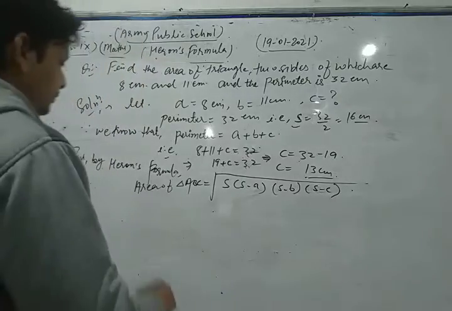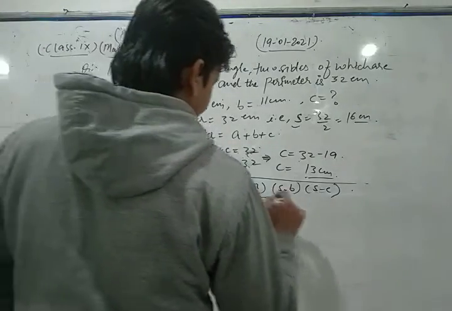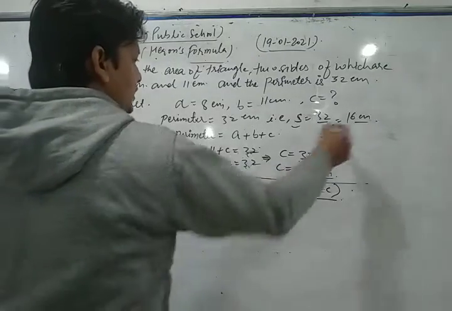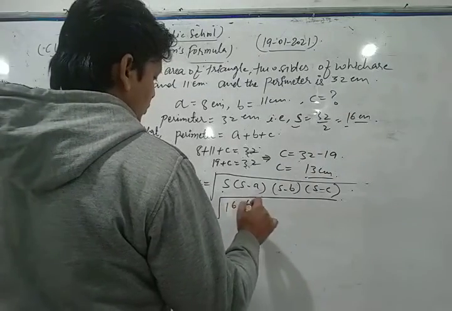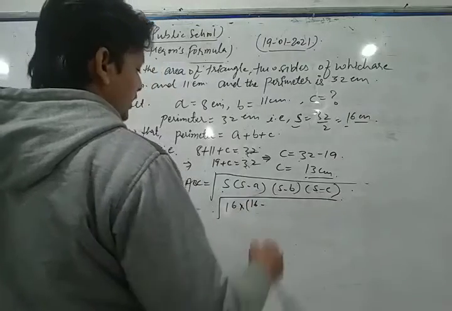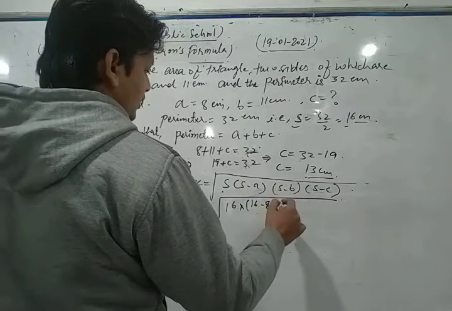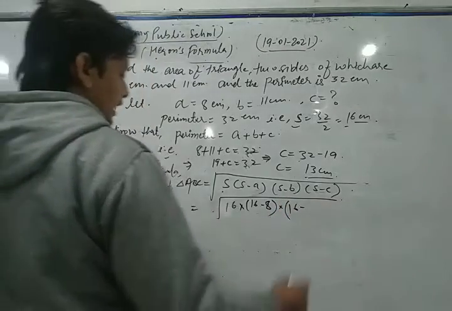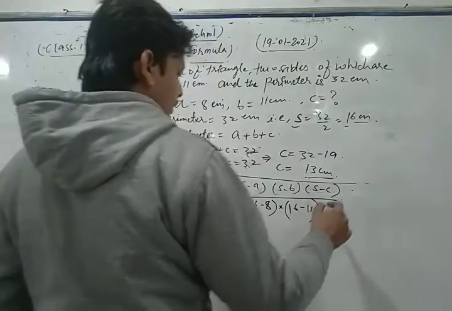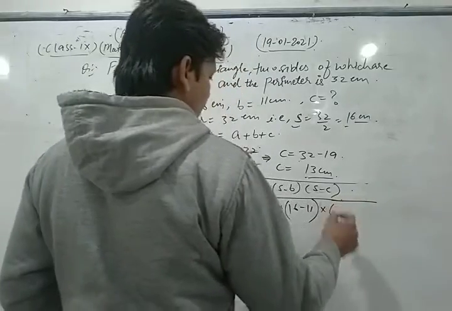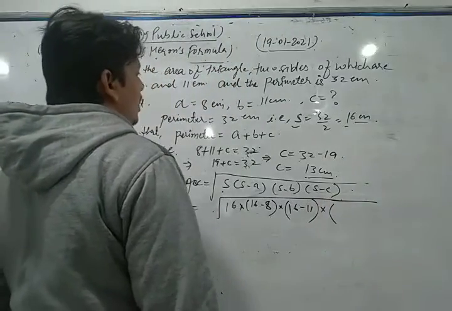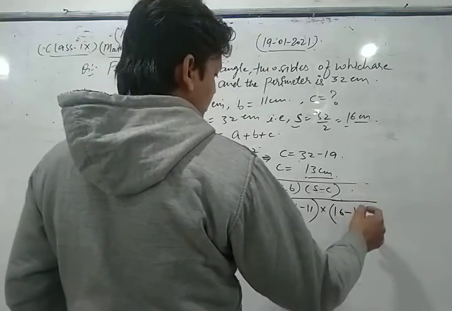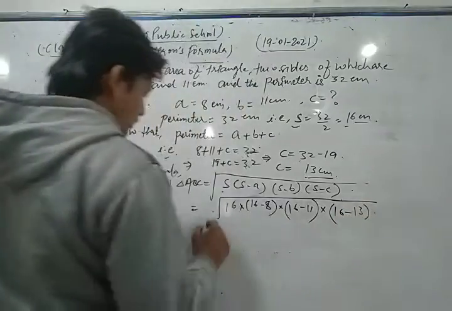Okay, let's see the value of S. S is the semi-perimeter. This is 16, into 16 minus A. A is 8, into S minus B, which means 16 minus B, this is 11. Okay, now S minus C. S is 16 minus C, which is 13. Now we simplify them.